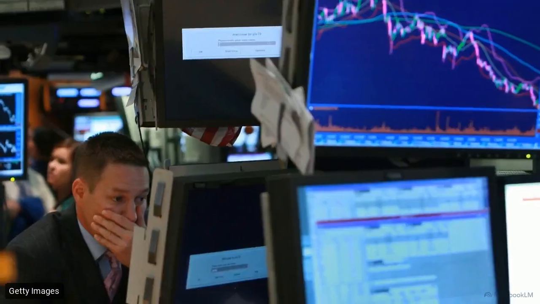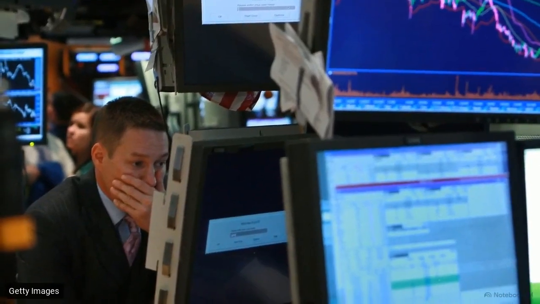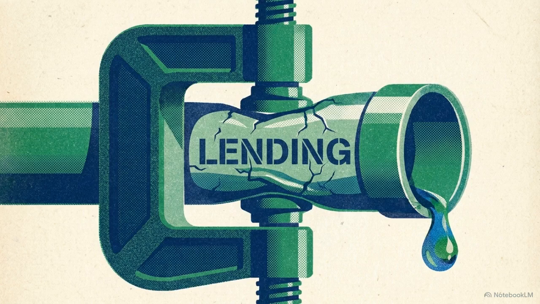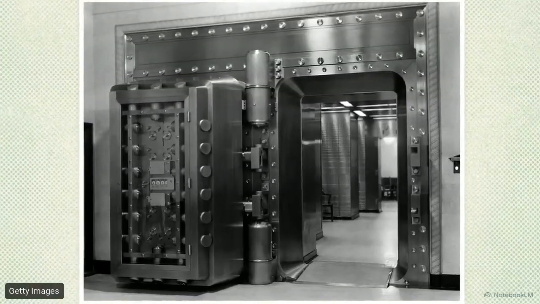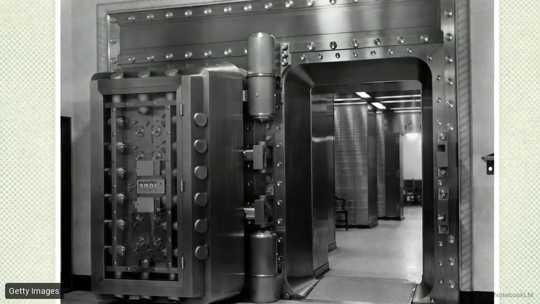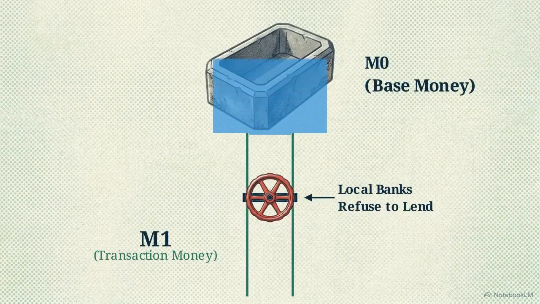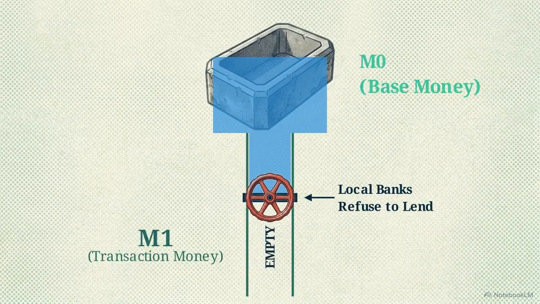The expected inflation never arrived, simply because the banking system was utterly terrified. The economy was crashing, so banks completely stopped making loans to customers. They clamped the pipes shut. All of that newly created water just sat dormant inside the bank's digital reserve accounts at the Fed. Filling up the central reservoir doesn't cause a flood if the local banks refuse to turn on the taps. If the money doesn't flow, prices don't rise.